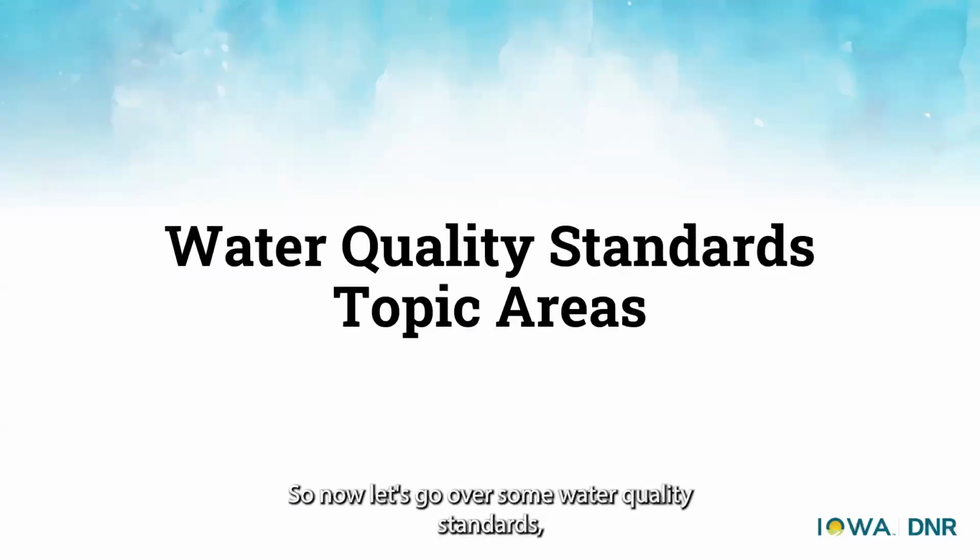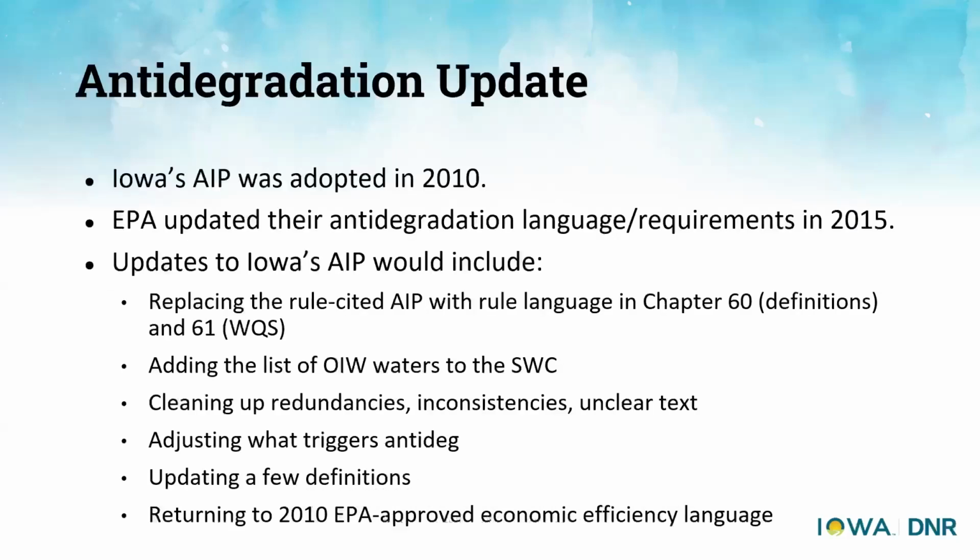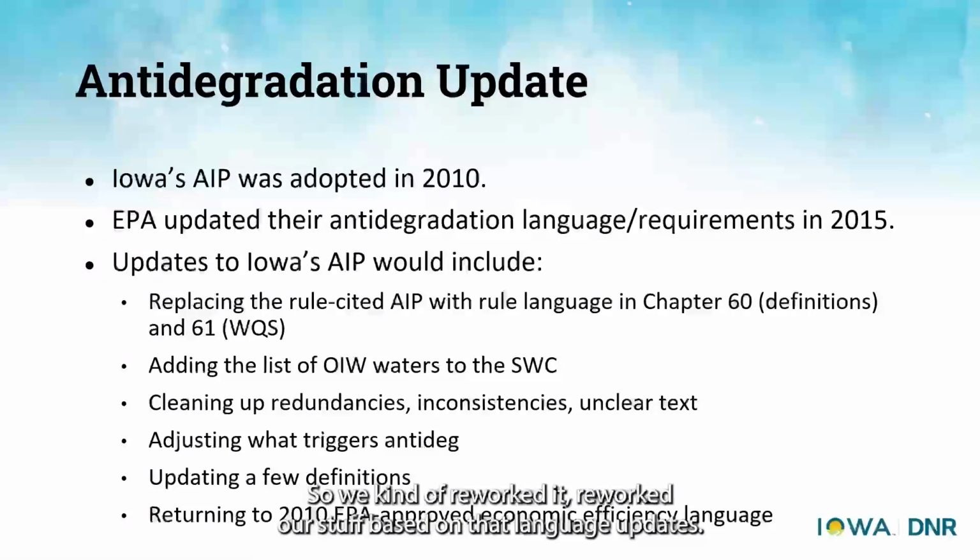So now I'd like to go over some water quality standards topic areas that we've been working on for the last few years. First up is anti-degradation. So Iowa's anti-degradation implementation procedure, or AIP, was adopted in 2010. EPA updated their anti-deg language requirements in 2015. So we kind of reworked our stuff based on that language.